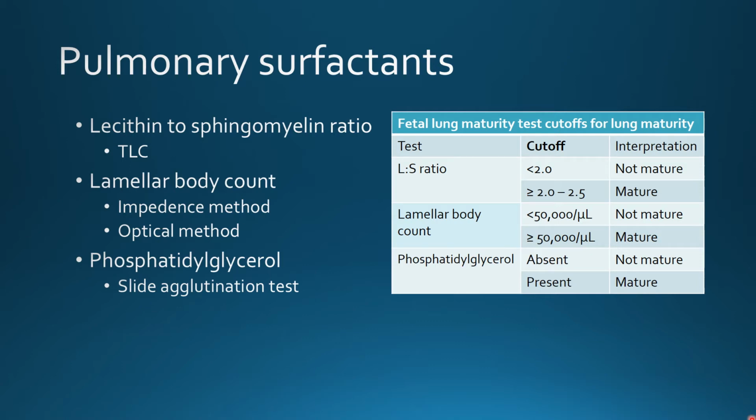So if you have maybe an example of PROM and you've got some fluid that you want to test, doing a phosphatidylglycerol, first of all, you need only a small amount, and it's either there or it's not. If it's not there, lungs aren't mature.